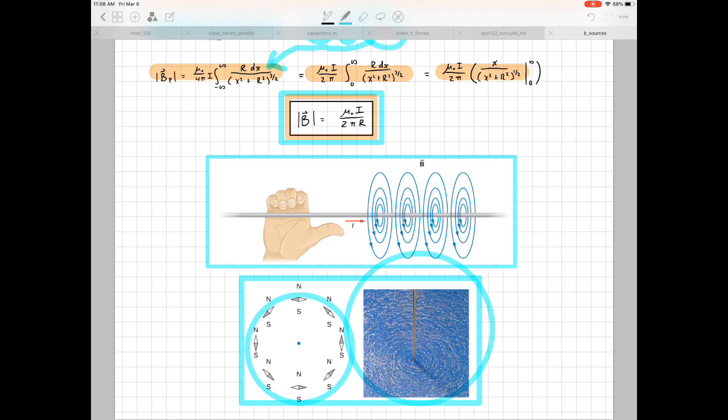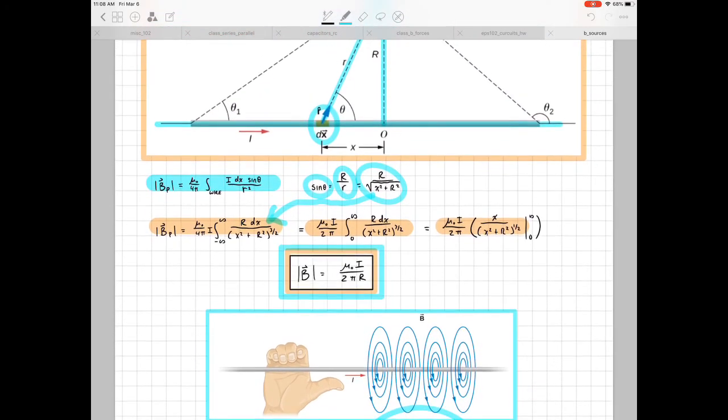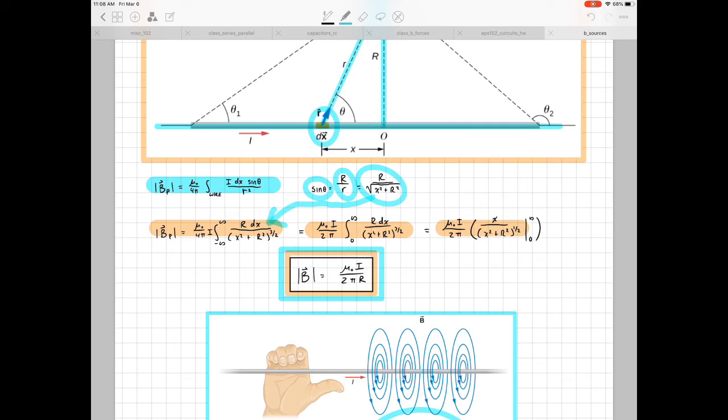The compass needles all line up, oriented along the direction of the magnetic field lines. Just like in electrostatics, when you put a dipole in an electric field, those dipoles would align with the direction of the electric field. So this is how you leverage the Biot-Savart law to determine the magnetic field generated by a current carrying wire.